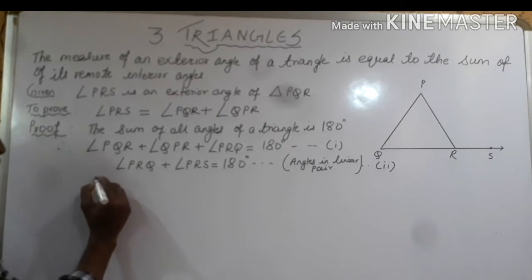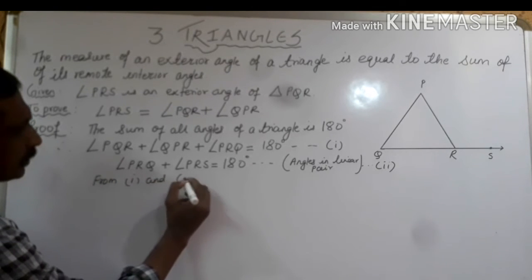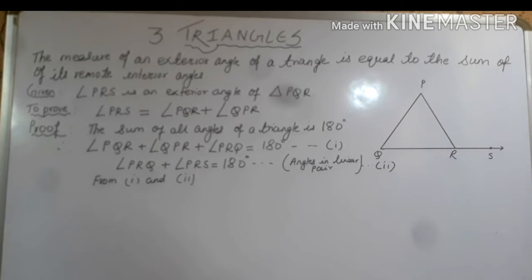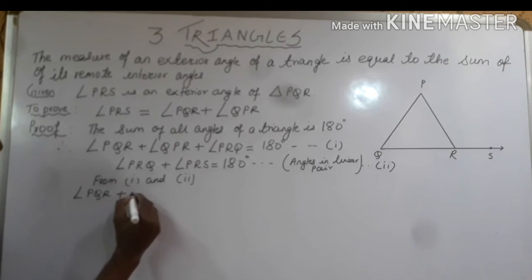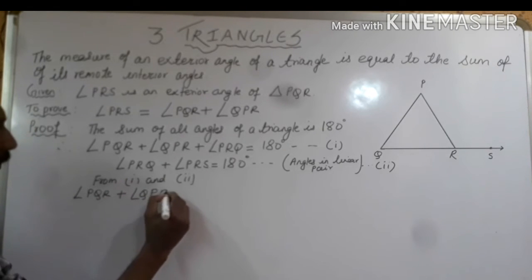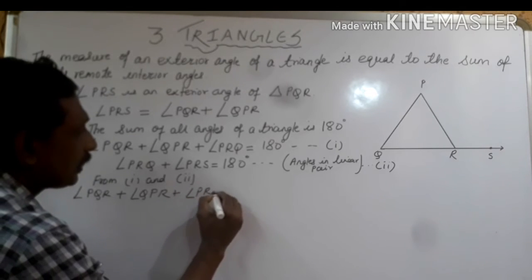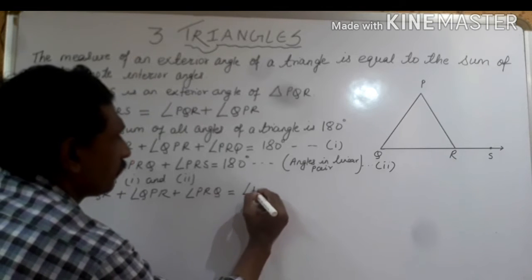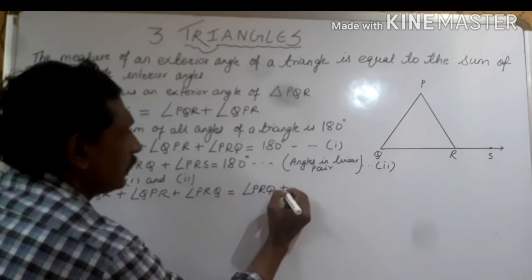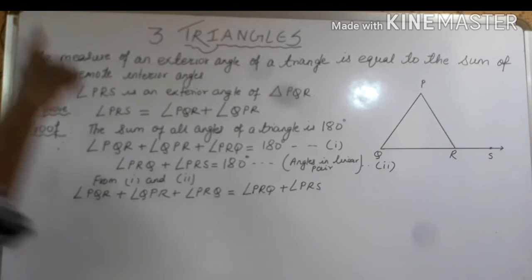So from 1 and 2, what is the first we got? Angle PQR plus angle QPR plus angle PRQ is equal to angle PRQ plus angle PRS. And from where did we get this? We got it from 1 and 2.